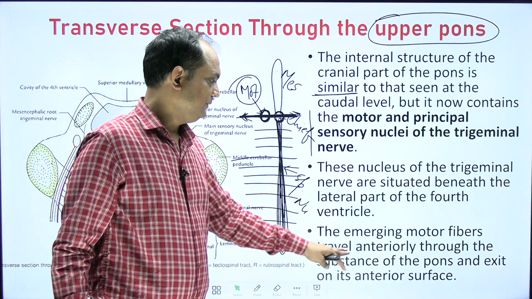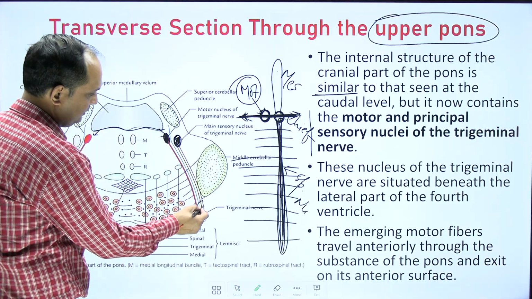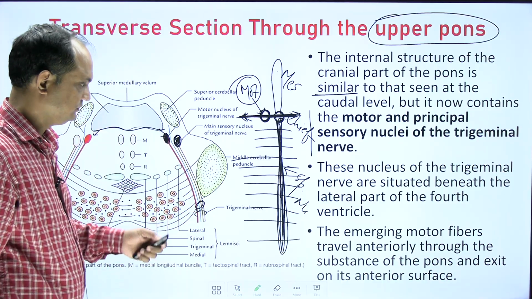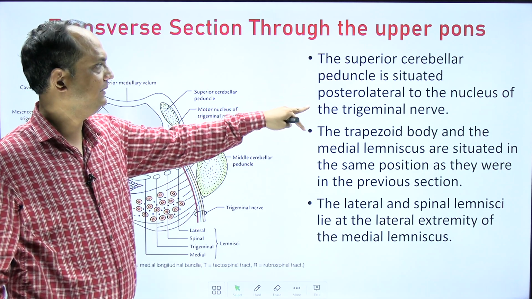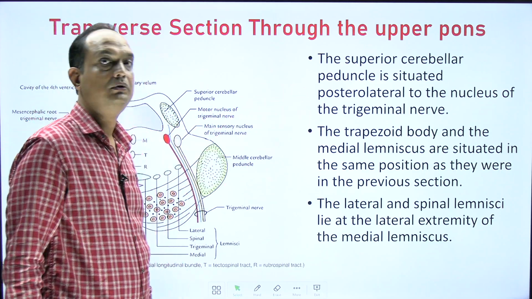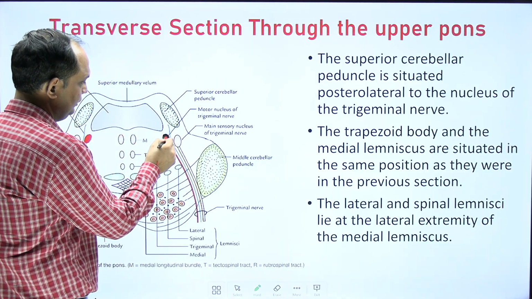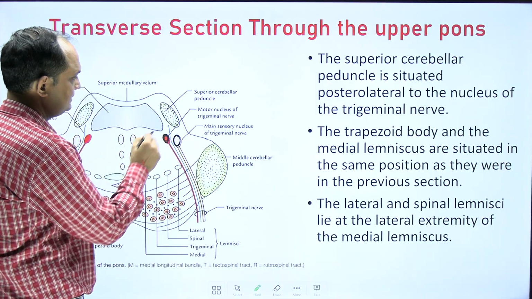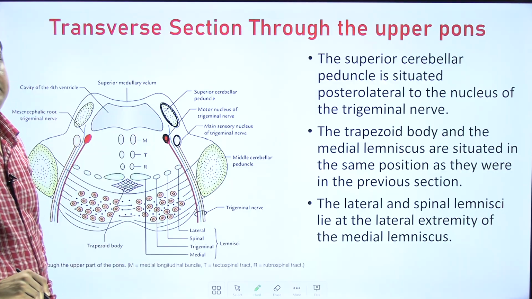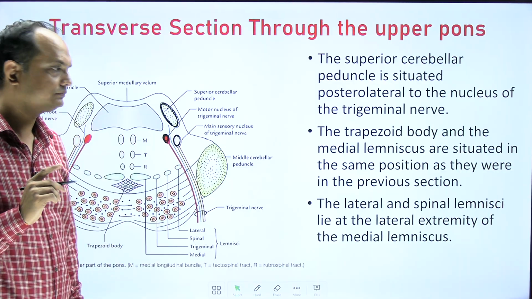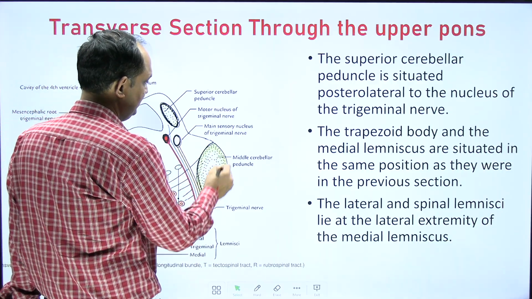The emerging motor fibers travel anteriorly through the substance of the pons, and they will exit through the anterolateral surface of your pons. Then the important thing is that the superior cerebellar peduncle is situated posterolateral to the nuclei of the trigeminal nerve. So once you have drawn the motor nucleus and chief sensory nucleus, you have to draw the superior cerebellar peduncle.